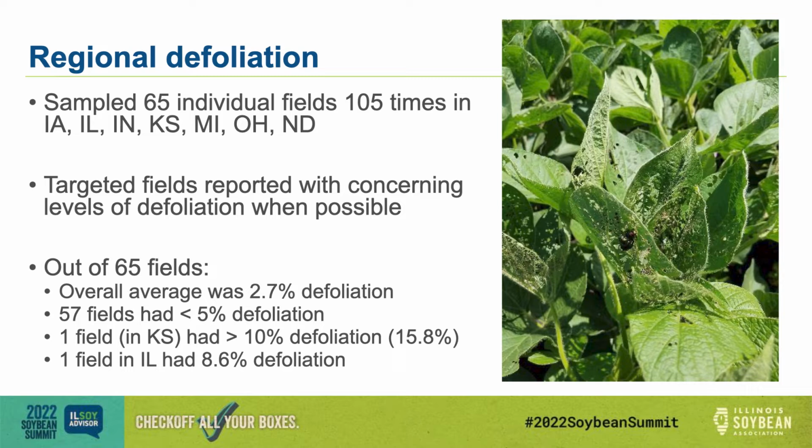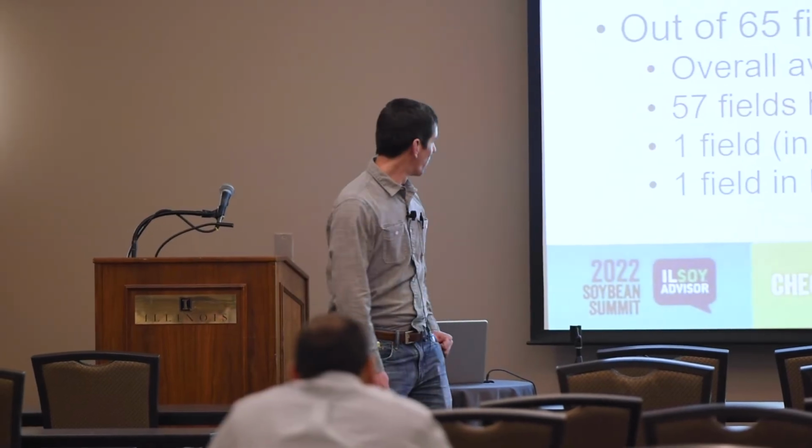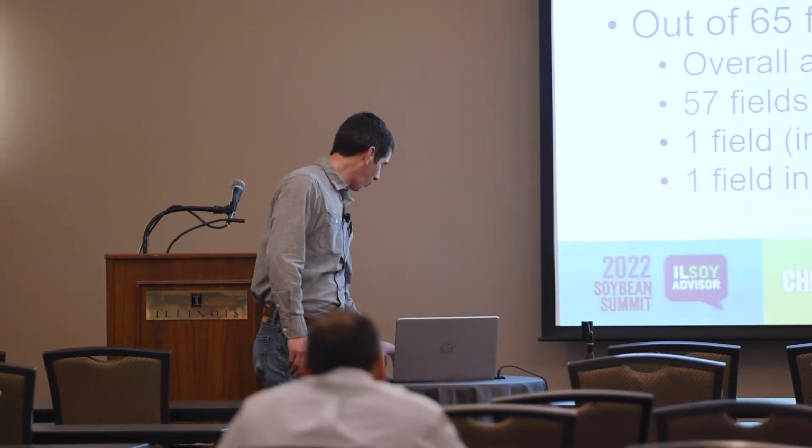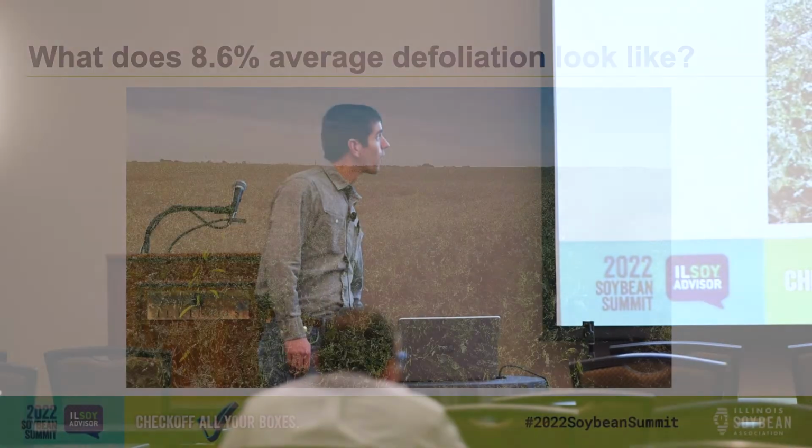Most of those fields, we wouldn't really have given a second thought in terms of any kind of threshold. We had one that got above 10% out in Kansas, right around 16% defoliation. My colleague out there didn't take any pictures of it. I wish he had. It probably looked pretty awesome. We did get to see one that averaged about 8.6% defoliation, only about an hour north of here. One thing I wanted to show you is what that level of defoliation looks like.